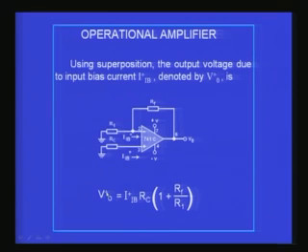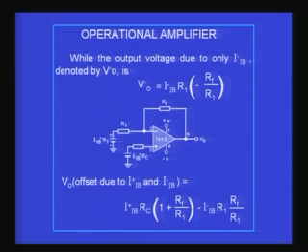On the screen you see VO plus, which corresponds to only IIB plus being present, the input bias current flowing into the non-inverting terminal alone. Therefore if that current is flowing through the resistance RC, you would get a voltage IIB plus into RC. That voltage will be multiplied by the gain of the amplifier, which is 1 plus RF by R1. Therefore this gives the output voltage due to only the input bias current flowing through the non-inverting terminal.